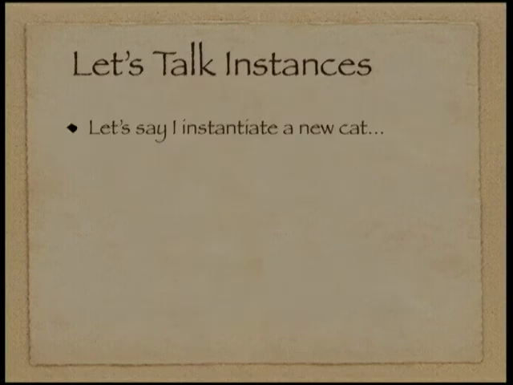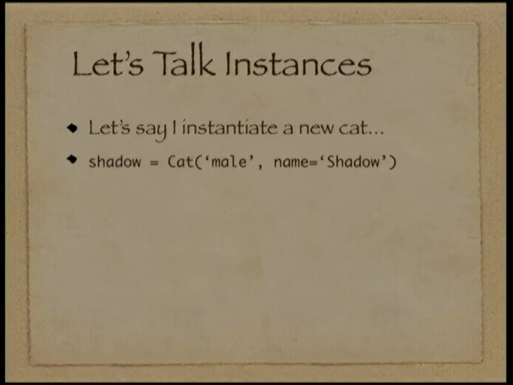So let's say I instantiate a new cat, such as this one, Shadow. By the way, if anybody catches the reference for where all those names came from, bonus points.